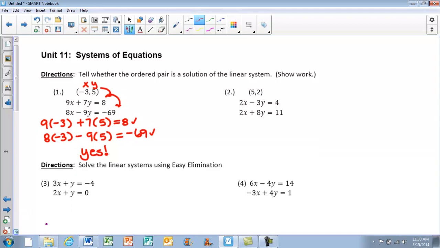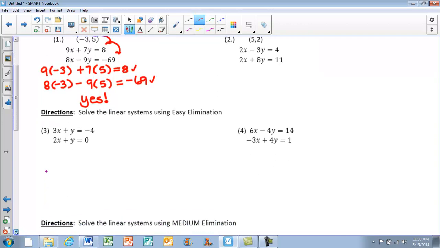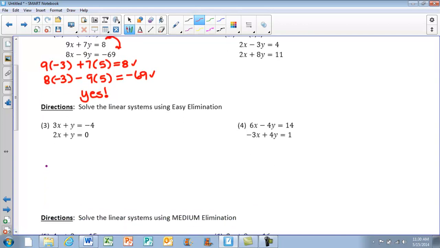Jumping down to our next section here, we are going to solve the linear systems. Now if we take a look, both of these are in standard form, so elimination would be the easiest method here. Remember, we have to have one positive and one negative coefficient, and they need to match. So all I'm going to do here is multiply this top equation by negative 1. So I have negative 3x minus y equals a positive 4.